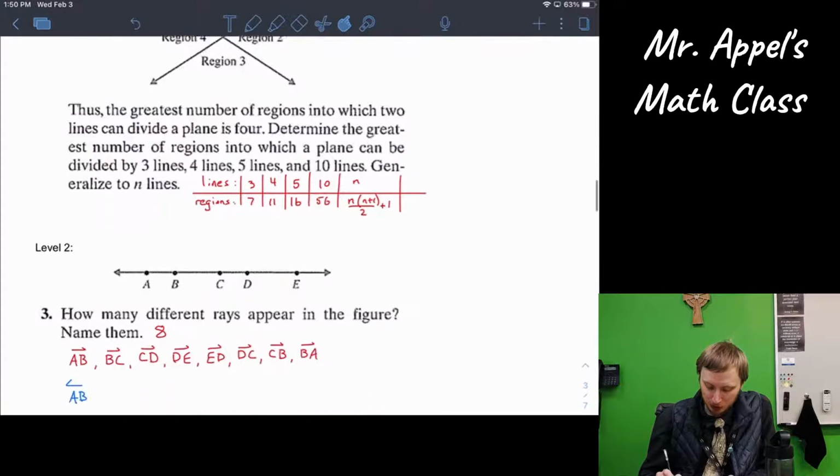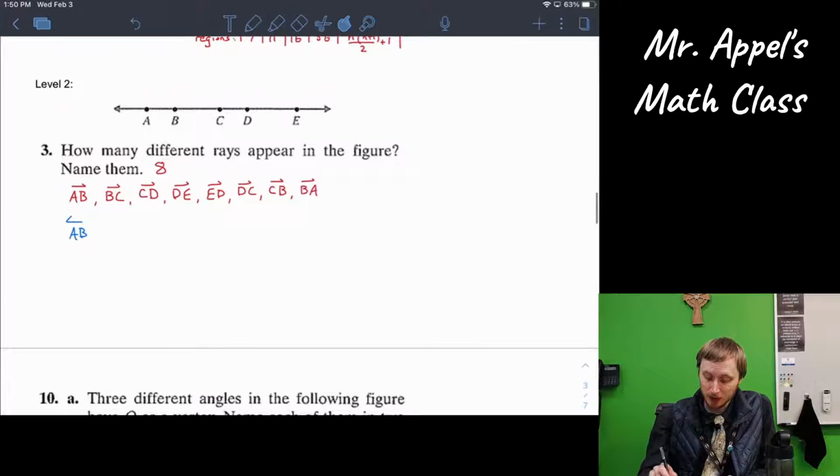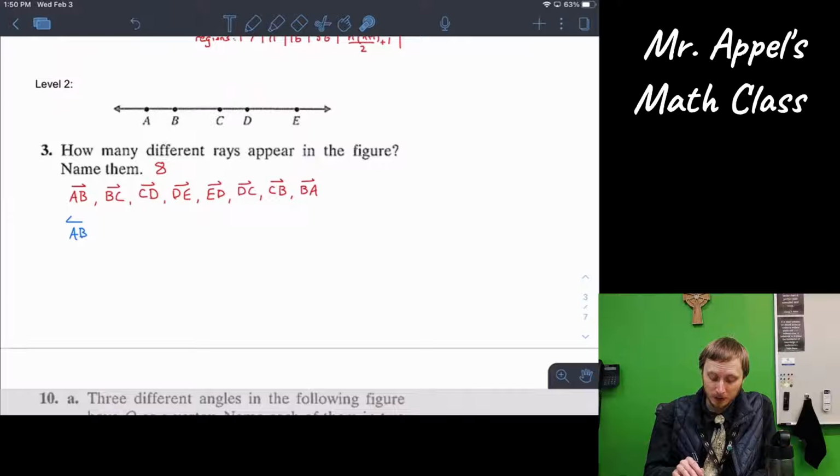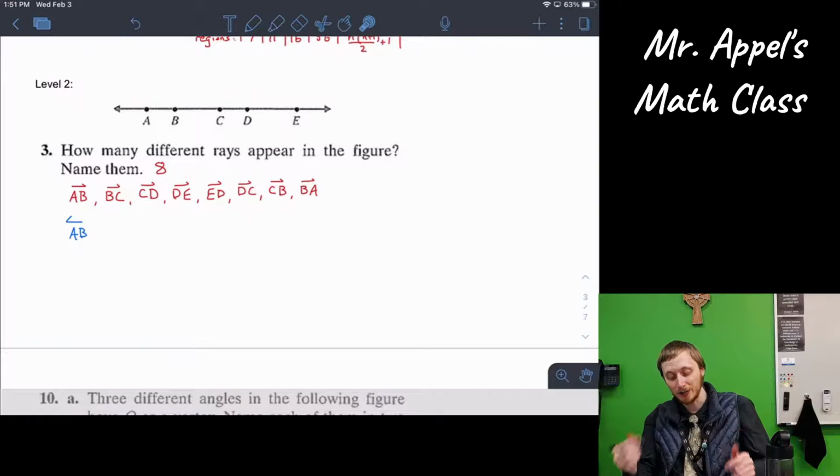For those that did level 2, there are 8 different rays in this figure. We cannot simply reverse the name as is. If I swap the letters A and B here, I also need to swap the direction of the arrow, because ray AB is different from ray BA. This is going from B through A. This is going from A through B. So they're pointing in different directions.